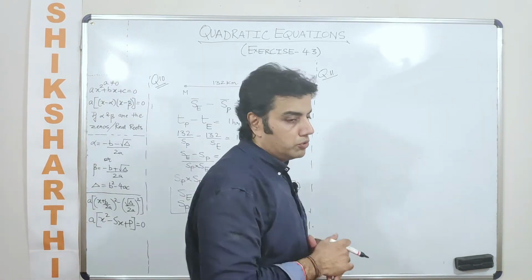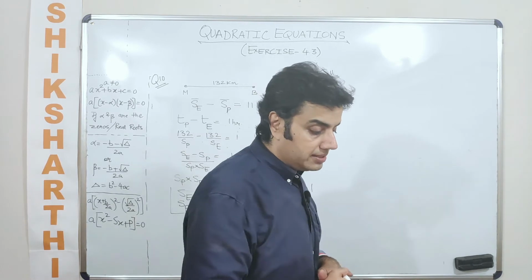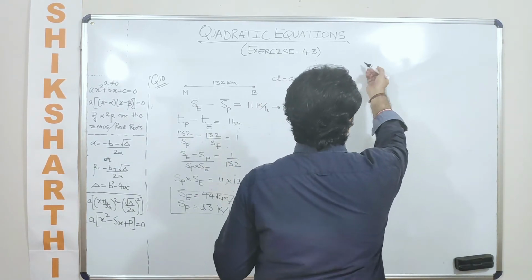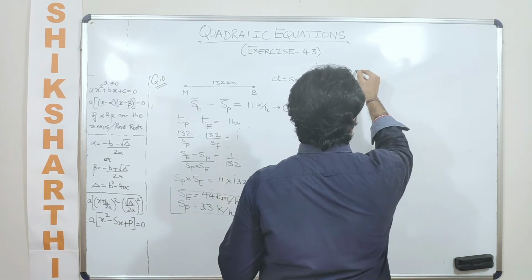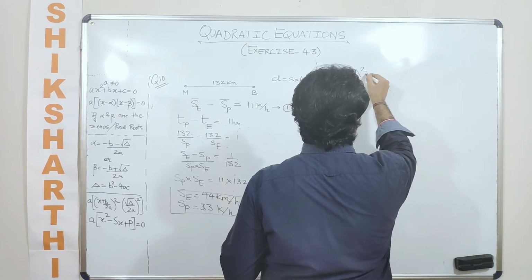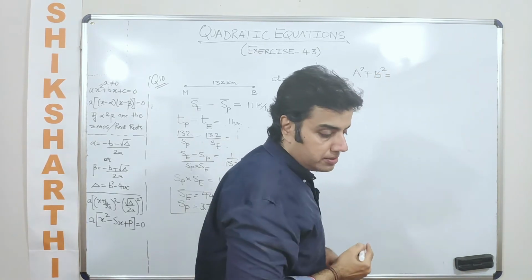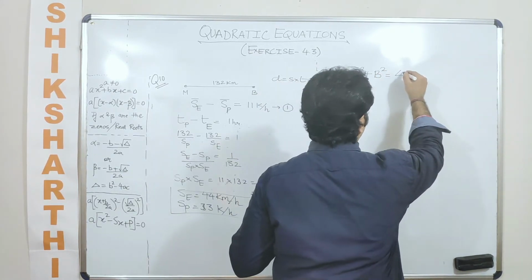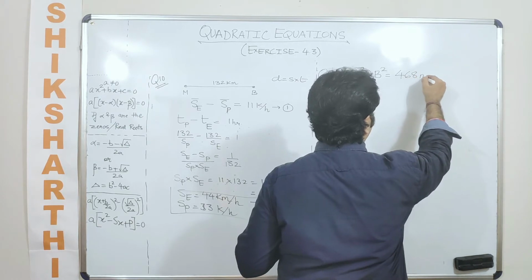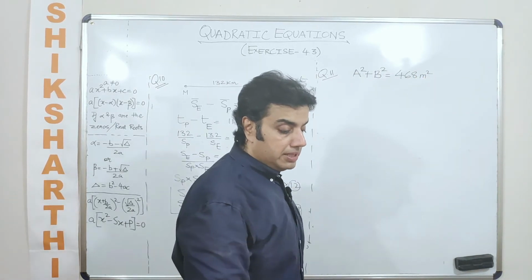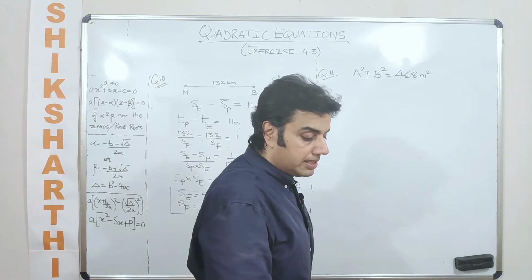Right? Let us talk about question number 11. Question number 11 says the sum of the areas of 2 squares, let's say one square with a side A and another square with a side B, is already given to you as 468 meter square. If the difference of their perimeters is 24, find the sides of the 2 squares.